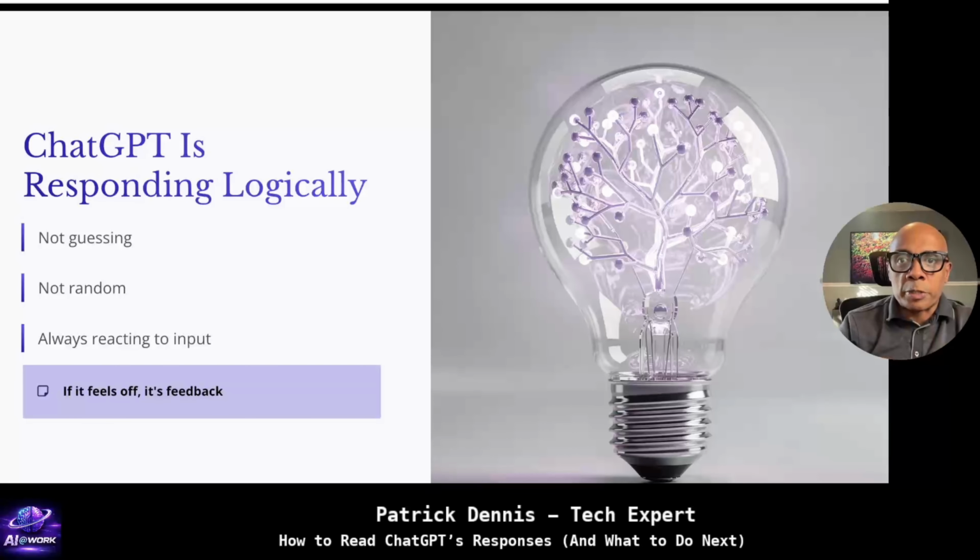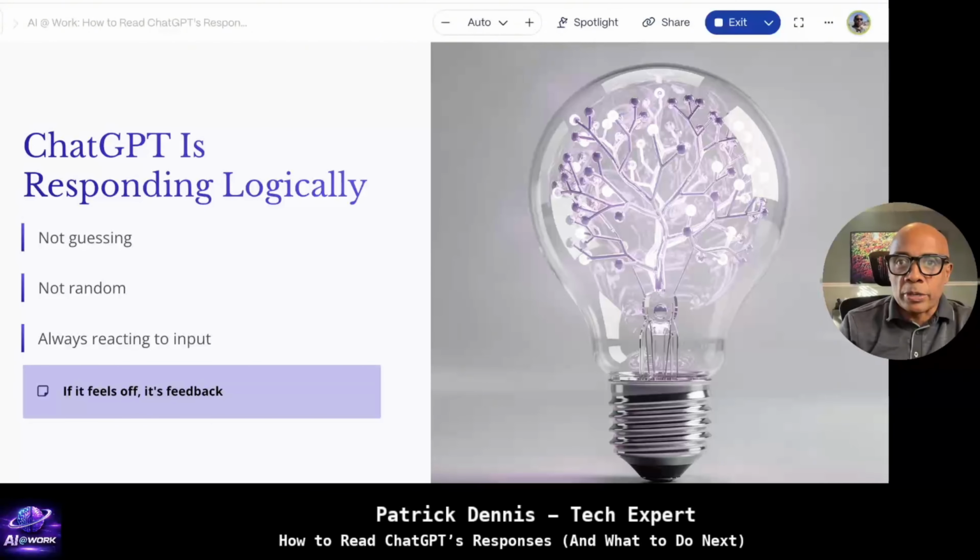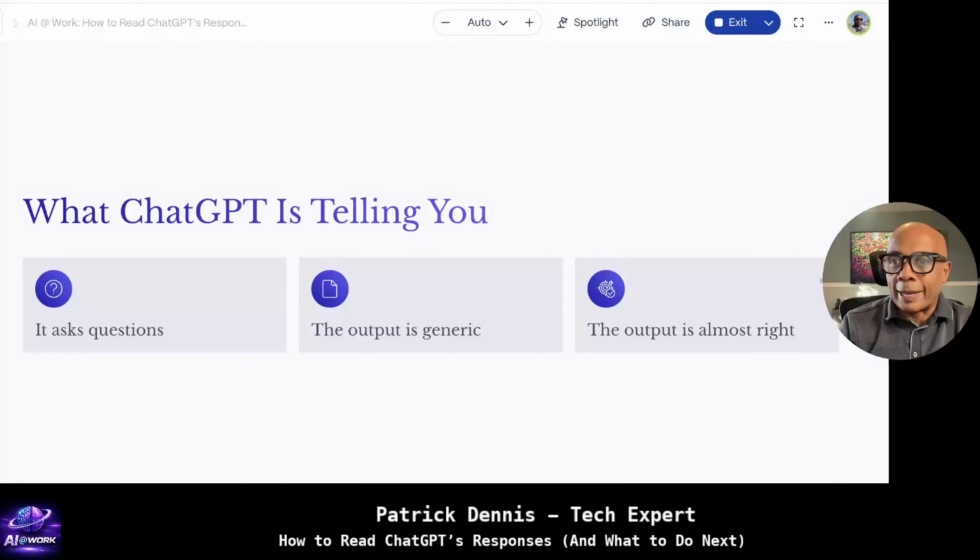ChatGPT is always responding logically. If the output feels off, that's not randomness, that's feedback. Once you learn to read these signals, the tool becomes much less frustrating. There are three signals that you'll see over and over again.